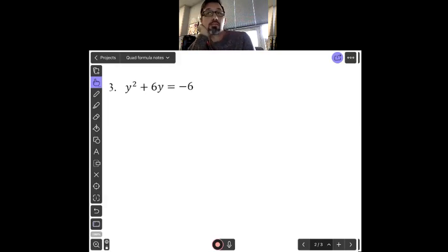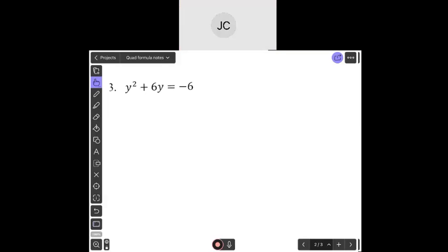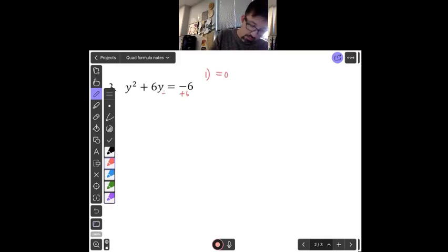Equal to 0. I'm already halfway done with the problem, but it's equal to 0. Get it equal to 0? Okay. Yeah, you have to add the 6 to the other side. Okay. So add 6 to that side. All right, Jake.